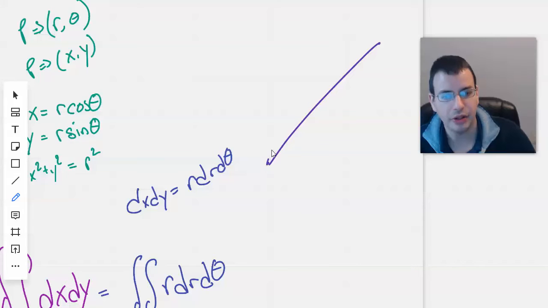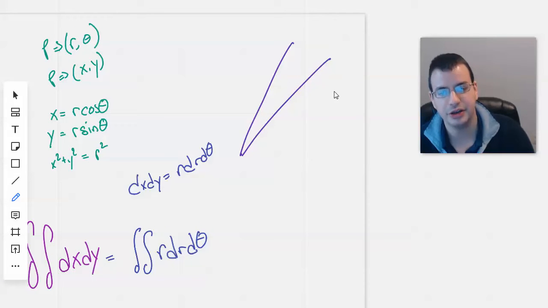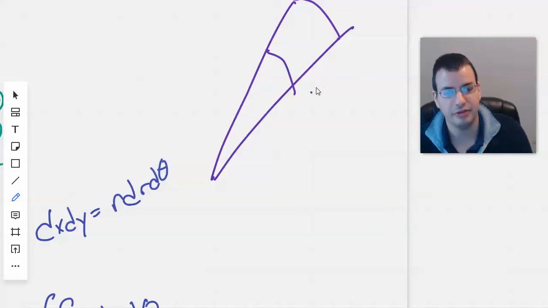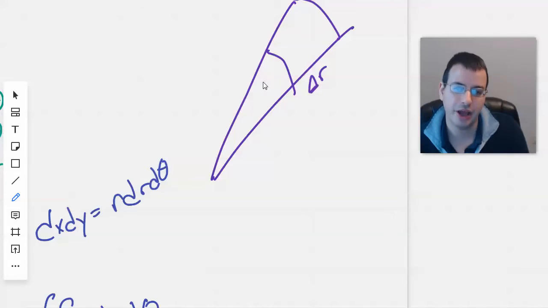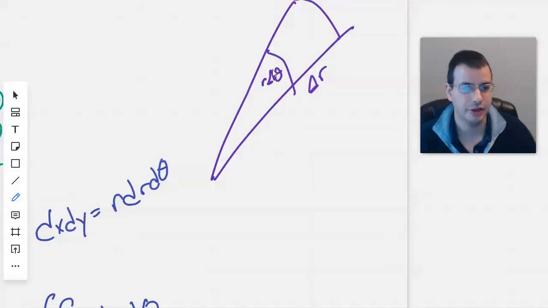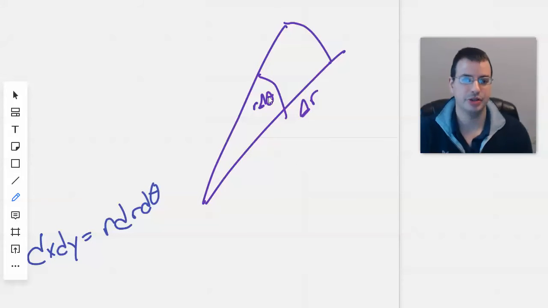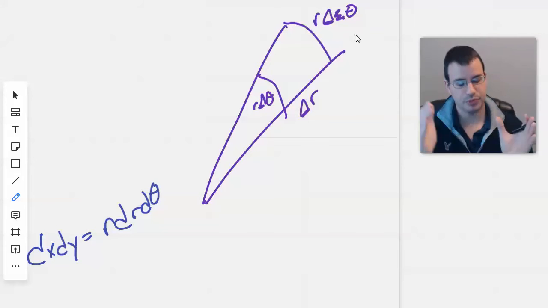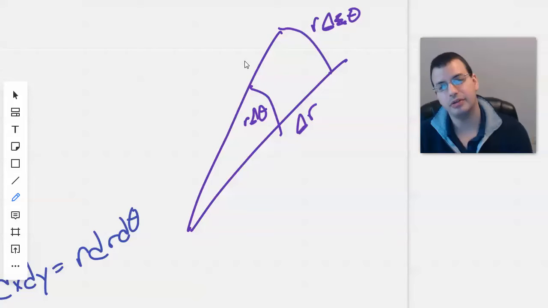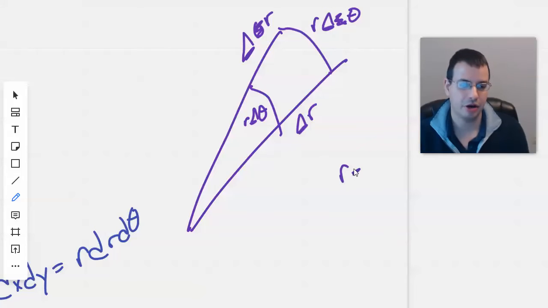You'll be like, well, you have something like this. This is for a small theta here. So on this side you have delta r. This side, you'll have r d theta, because the length of an arc is the radius times the change in theta. And so it's like, well, this really isn't a square, but it's kind of a square. And so if you multiply this by that, you get r d theta dr, and you can move around the limits of integration, so then you get r dr d theta.